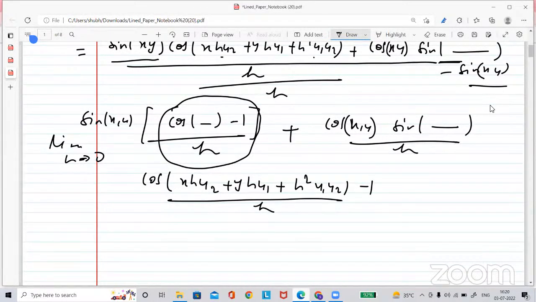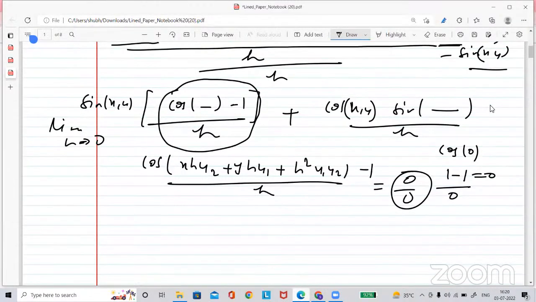So this is going to be cos 0. Sorry, cos 0 is 1. So 1 minus 1 is going to be 0 upon, we have already 0. See that this is going to be 0 by 0 form. So now we have to apply L'Hospital rule here.